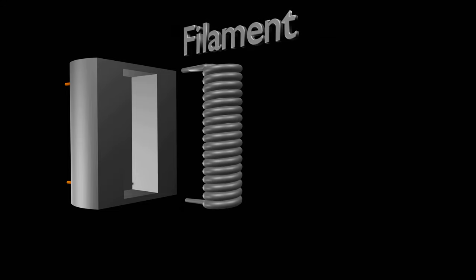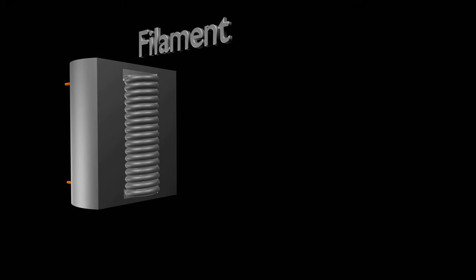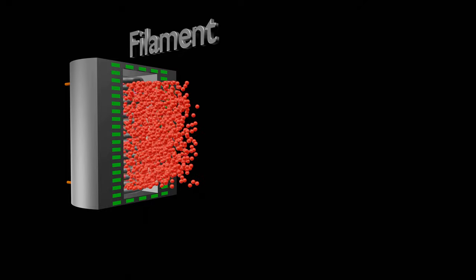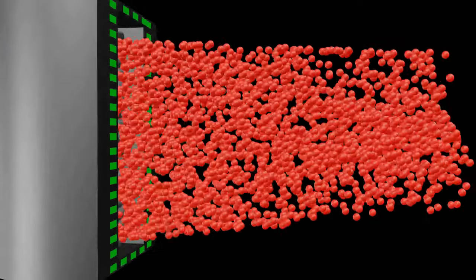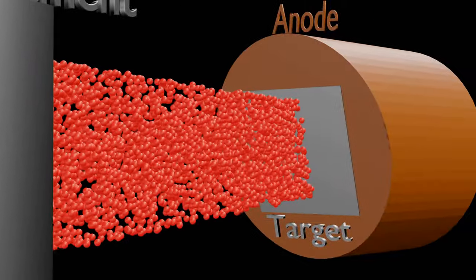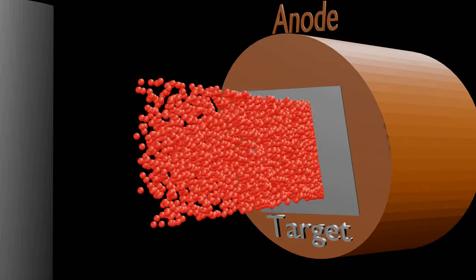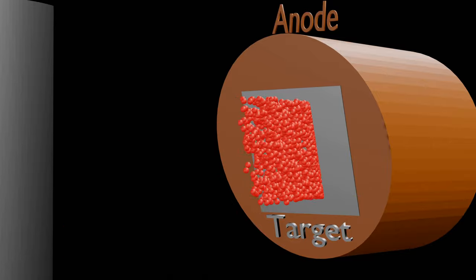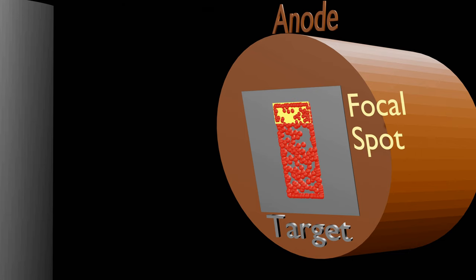In an X-ray tube, a helical filament is placed in a rectangular slot. This rectangular slot is kept at negative potential than the filament. This negative rectangular slot will focus electrons to a rectangular spot on the surface of the anode disc or X-ray target. This area of electron bombardment is called the X-ray focal spot.